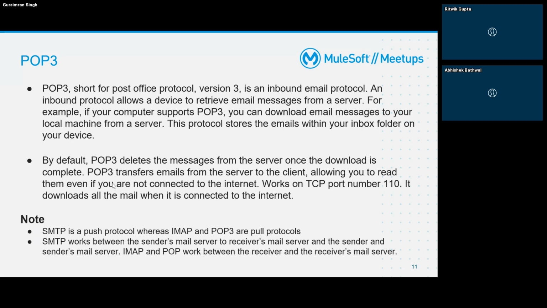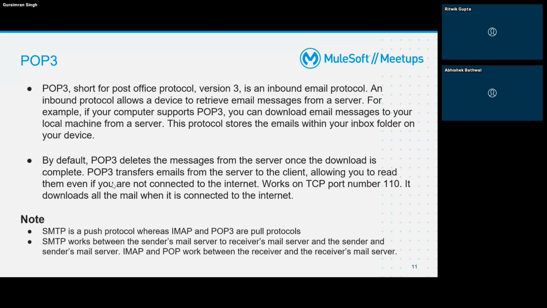By default, it works on TCP port 110, and as I mentioned, when it's connected to the internet, it will start downloading all the emails. So as I mentioned earlier, SMTP is a push protocol, whereas IMAP and POP3 are pull protocols. By pushing, I mean sending the email, and pull you can abbreviate as retrieving the emails. So these are the terminologies. SMTP works between the sender and the sender's mail server, and between the sender's mail server and the receiver's mail server. On the other hand, IMAP and POP work between the receiver and the receiver's mail server.